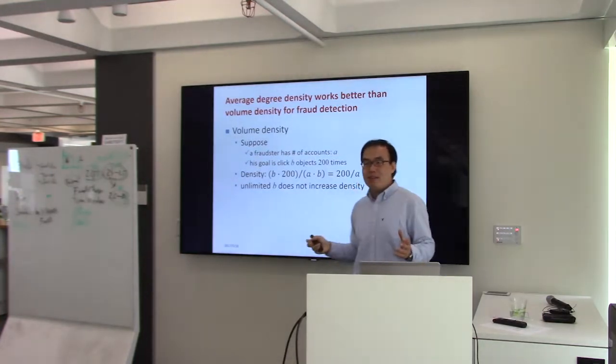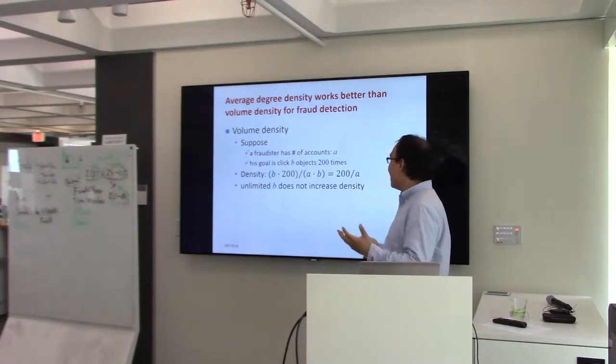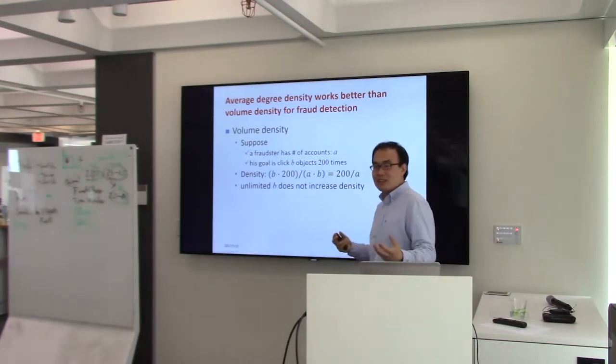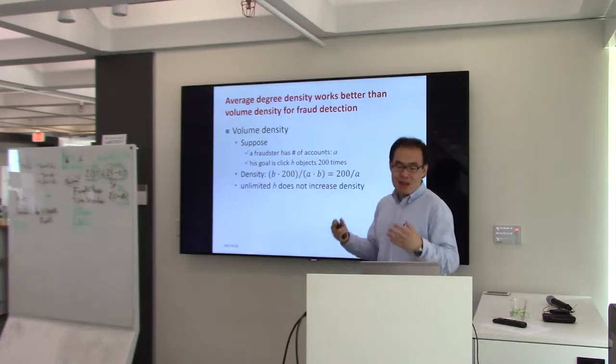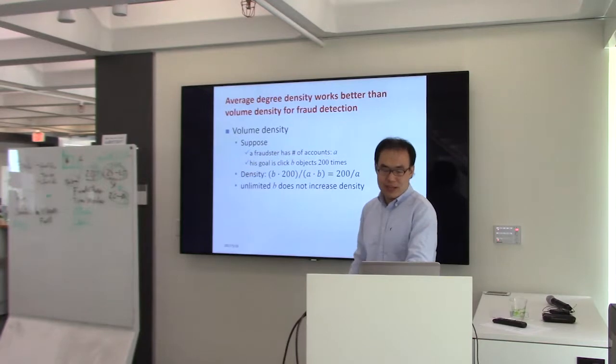So we found that there is no relationship with B. That means increasing B does not increase the density. So it will be a very bad metric for the volume density, for dense block detection.